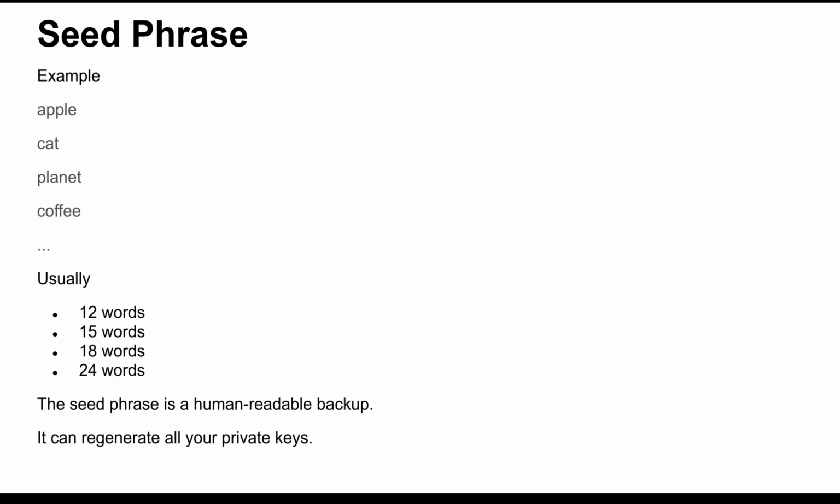So now, an example of a seed phrase. Like I said, they are just random words. They could be 12 words, 15 words, 18 words, or 24 words, right? And they are usually human readable. For example, you can see apple, cats, planet, coffee, different words, maybe 12, 15, 18, or 24 words.